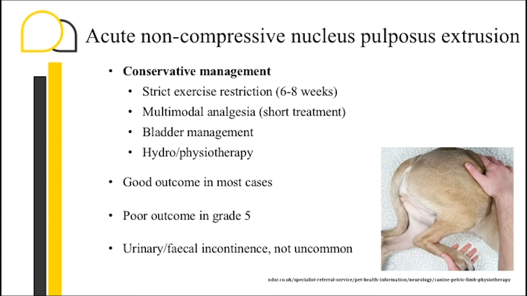So, in cases of acute non-compressive nucleus pulposus extrusion, rest is essential because the annulus fibrosus, as I said, is ruptured. So, intense physio or hydrotherapy may promote further nucleus pulposus extrusion, potentially resulting in spinal cord compression. The treatment in these cases is then conservative. This is not a surgical disease, and this conservative management consists of strict cage rest, multimodal analgesia, maybe just for a short period of time, only the first few days. Bladder management in many cases is essential, and as I said, gentle hydrotherapy and physiotherapy.